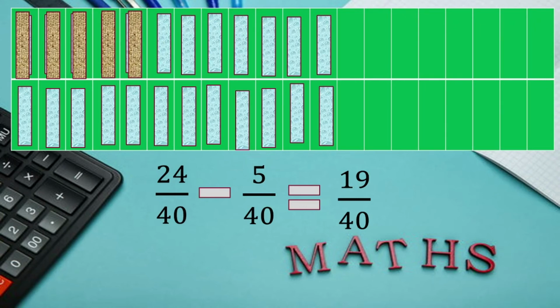Okay? So, ilan yung natira na may shade? So, yun ang magiging sagot natin. 1, 2, 3, 4, 5, 6, 7, 8, 9, 10, 11, 12, 13, 14, 15, 16, 17, 18, 19. That's why 24 minus 5 is equal to 19. And copy the denominator, which is 40. So, our answer is 19/40. Diba? Napakadali lang po. So, that is our example number 1.